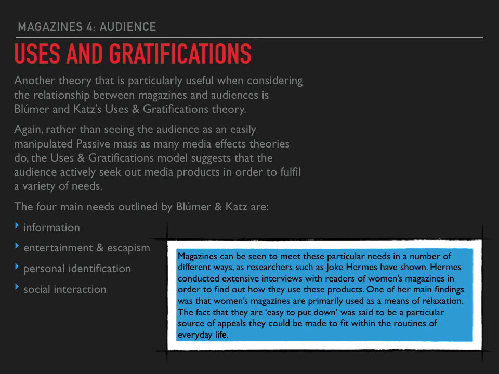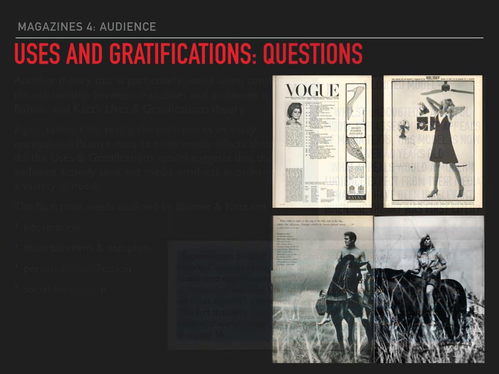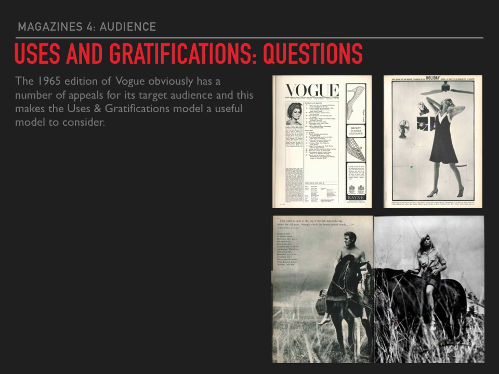However, it is important that we consider that the uses and gratifications model might potentially be a limited model. And we have to remember, of course, it is over 40 years old. Think about what appeals a modern audience would expect from their media that may have been irrelevant when this theory was first created. And once you've thought about that, you can answer some questions about the 1965 edition of Vogue.